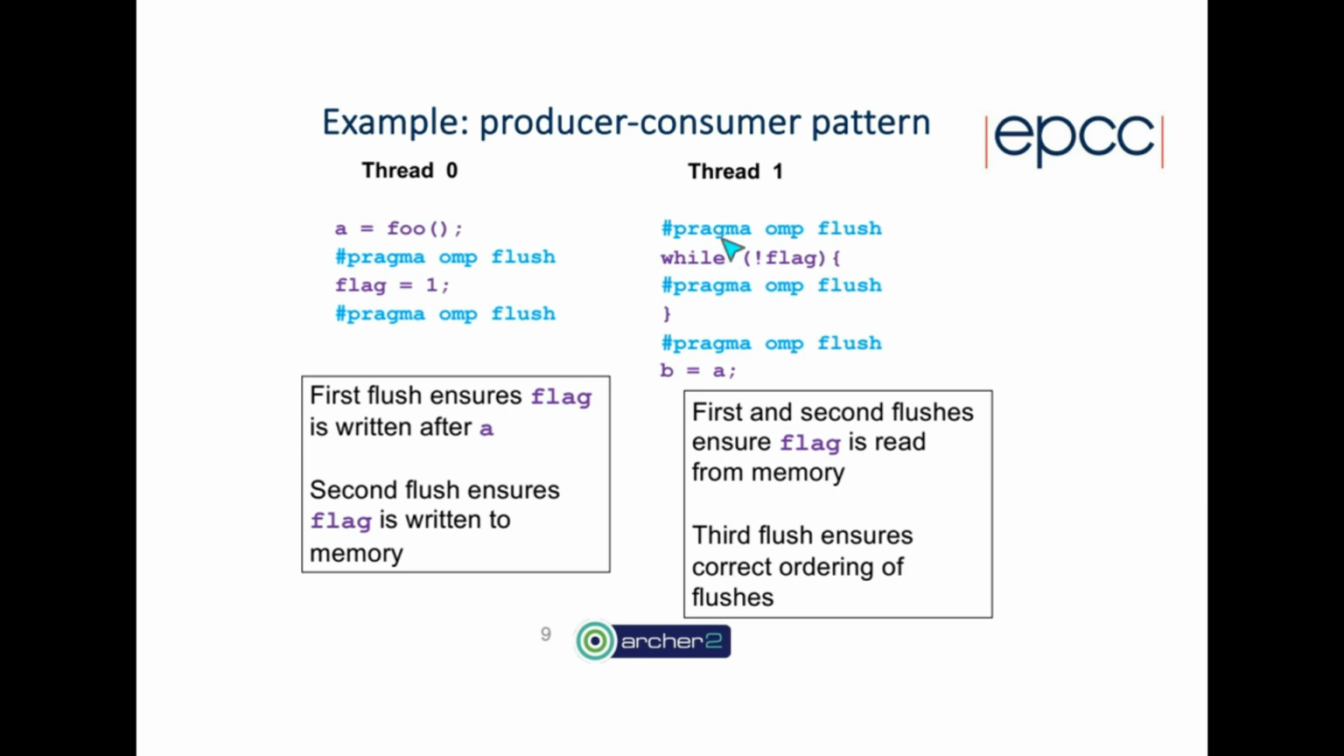The first and second ones on the right hand side in thread 1 are making sure that flag is actually read from memory, again preventing registerization. And the surprising one is that you need another one here to make sure that the flushes happen in the right order. Otherwise, you can arrive at this point and the flushes have happened in the opposite order to what's required by the ordering on the previous slide. So nasty, difficult.